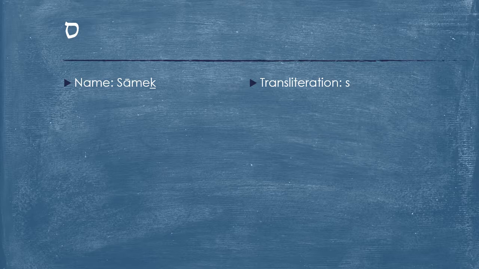The next letter is Samekh. Samekh makes an S sound. There are a couple of letters that take the S sound. There's really no distinction here between the Samekh sound and the other letter that makes an S sound. It's just an S.